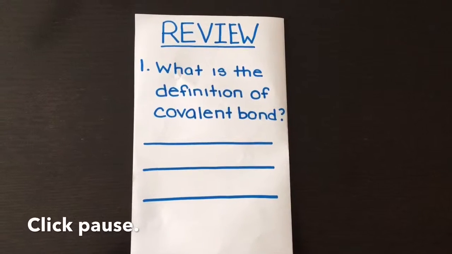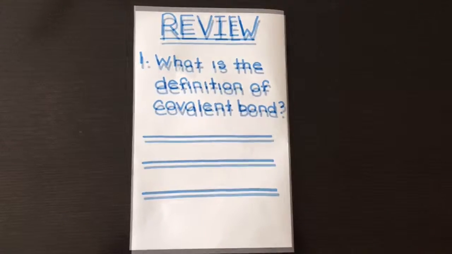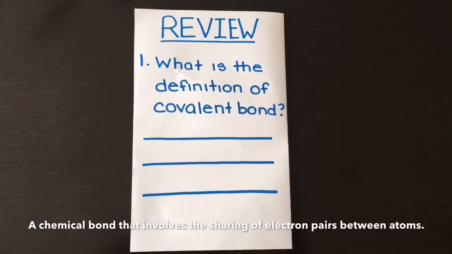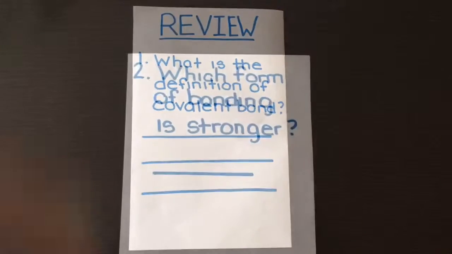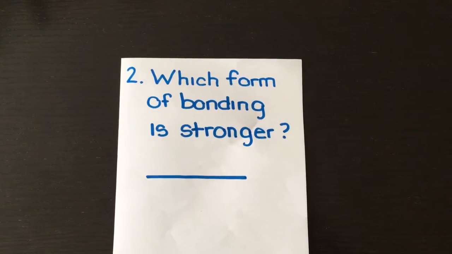Number 1. What is the definition of a covalent bond? Number 2. Which form of bonding is stronger?